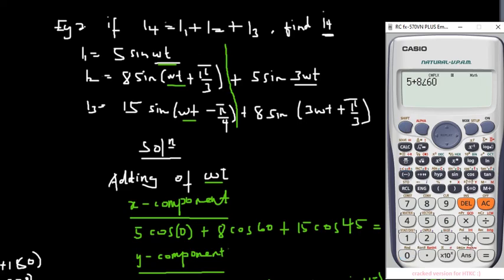Then we add that to 15 sin with minus 45 degrees. So we have 15, and then minus 45 degrees. This will give us this answer. We now convert this into modulus and argument.